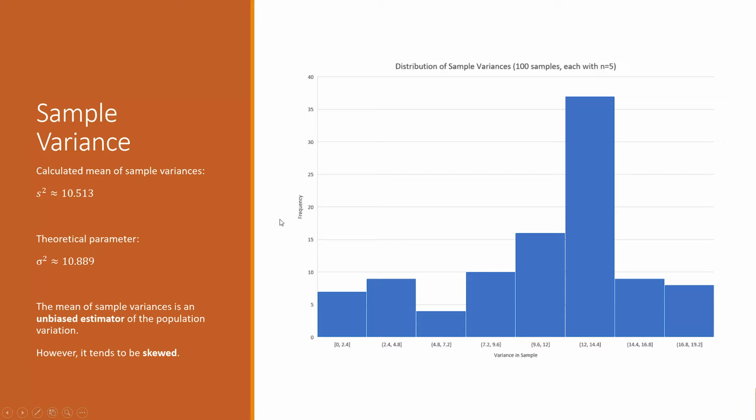Variance, however, pretty good. For my 100 random samples, the theoretical parameter should have been 10.89. I got about 10.51, which is pretty close, honestly, especially considering how it's calculated. One thing to say is, yes, this is an unbiased estimator. Another thing to say is it's not a perfect normal distribution. It's called skewed. It's a skewed estimator. Still unbiased. It will still work. You can still take the mean of sample variances and get a good estimate of your overall variance for your overall population. But the actual graph is not a perfect normal distribution. It's skewed.